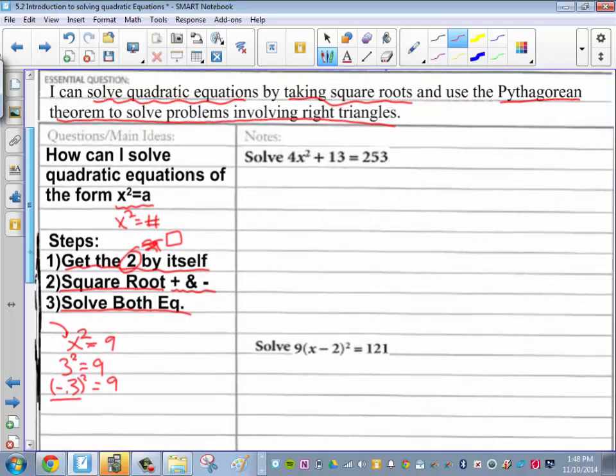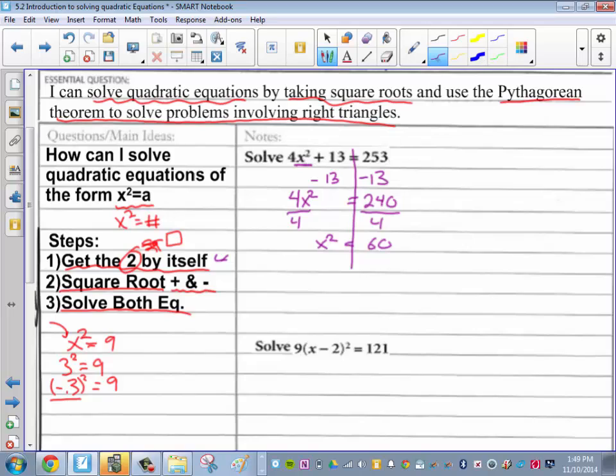I have 3 problems that I'm going to show you how to do. So let's start by solving 4x squared plus 13 is equal to 253. First step, get the square by itself. In this situation, the x squared is the square. We're not going to get it by itself right away, so we're going to use the railroad track method. I'm going to subtract 13 from both sides. So I get 4x squared is equal to 240. Now I still don't have the square by itself, so I'm going to divide everything by 4. And so now I have x squared is equal to 240 divided by 4, which is 60.